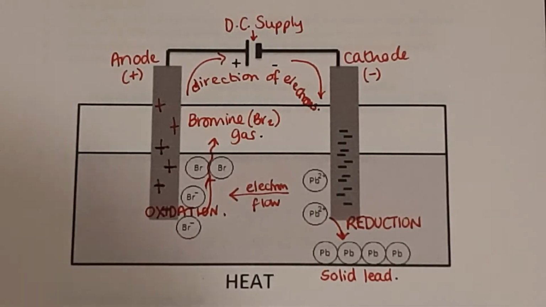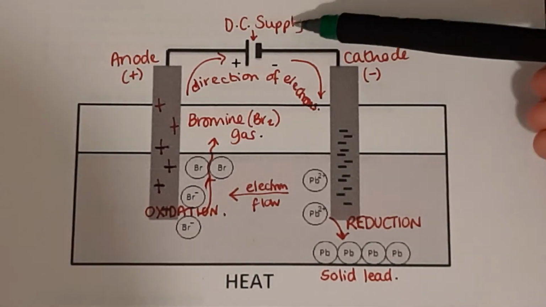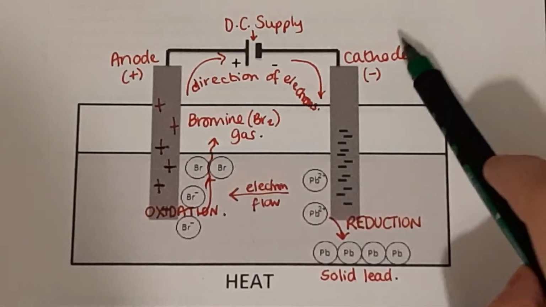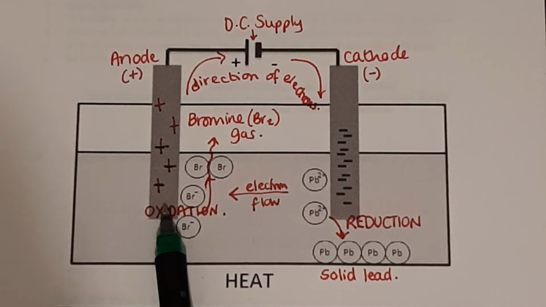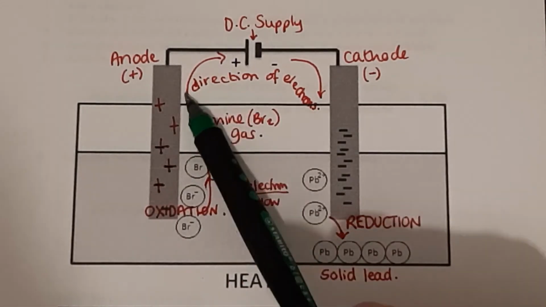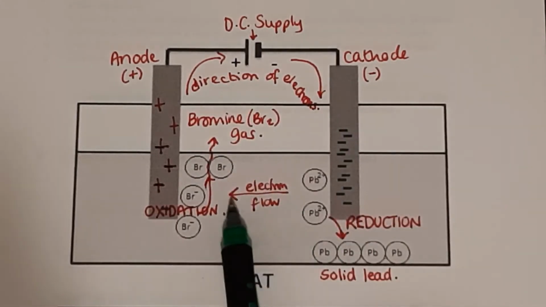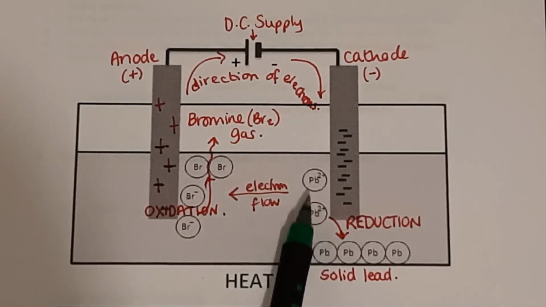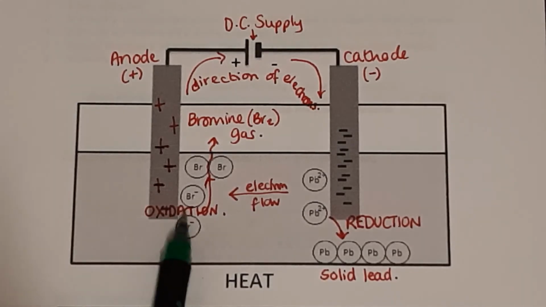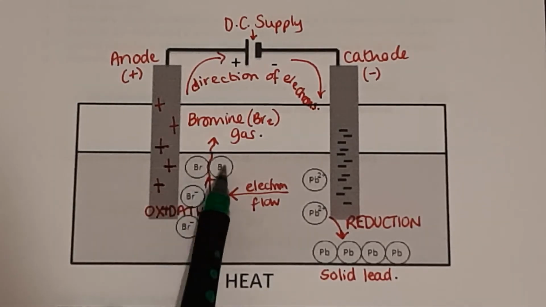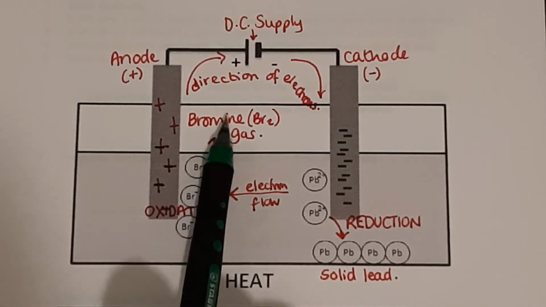Okay, so let's go through that. Make sure that you've added all these annotations. So we've got the DC supply, we've got the anode which is positively charged, and the cathode which is negatively charged. I've added some positive symbols to represent the positive charge on the anode. We have the direction of flow of electrons, and then we have electrons flowing here as well. We have reduction of the positive ions of lead to solid lead. We have the oxidation of bromine ions to bromine gas as a diatomic molecule, which is gassing off here.